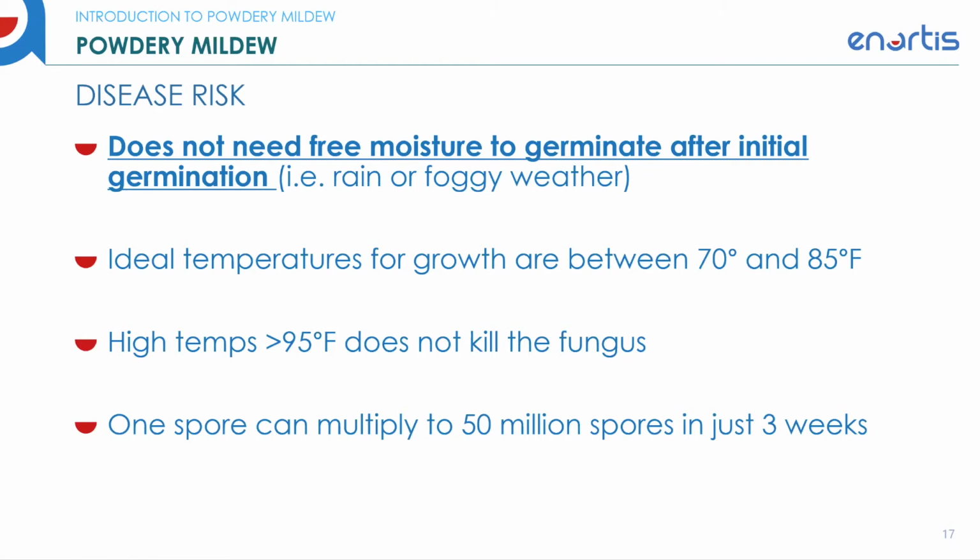Higher temperatures above 95 degrees don't kill the fungus, but it does slow it down. And a fun little fact: one spore can multiply to 50 million spores in just 3 weeks, given the right conditions. So it can turn into a big problem very, very quickly.